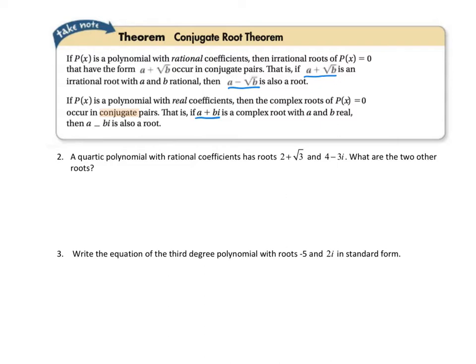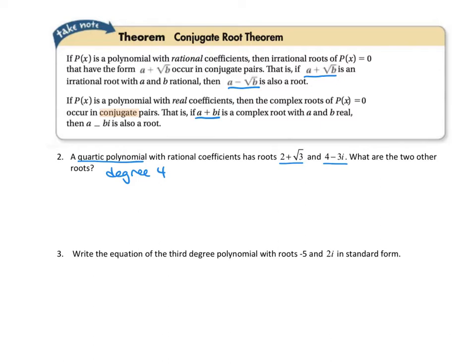A quartic polynomial with rational coefficients has roots 2 plus the square root of 3 and 4 minus 3i. What are the two other roots? Well, we know a quartic polynomial is degree 4. We were given two of the roots, 2 plus the square root of 3 and 4 minus 3i. The other two roots are going to be the conjugates of those roots.